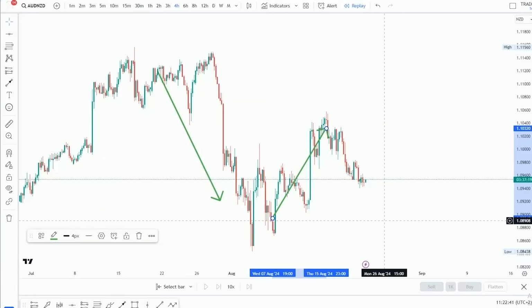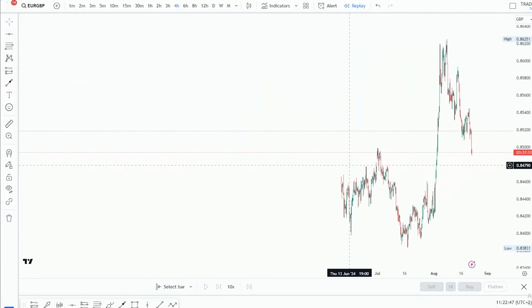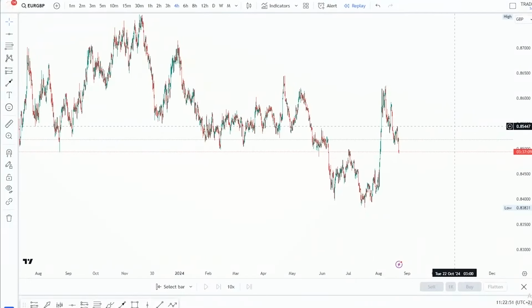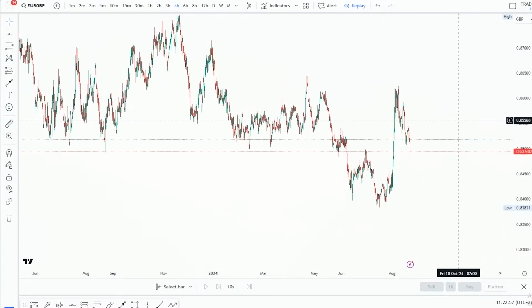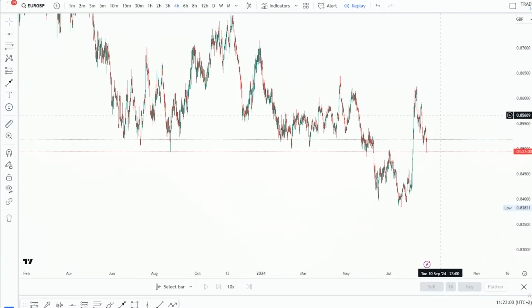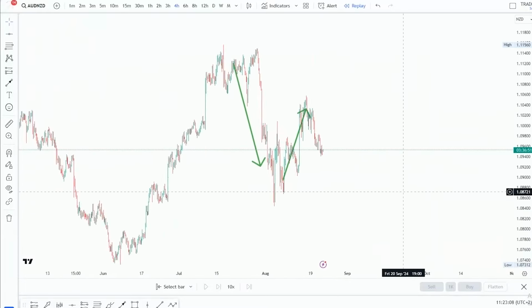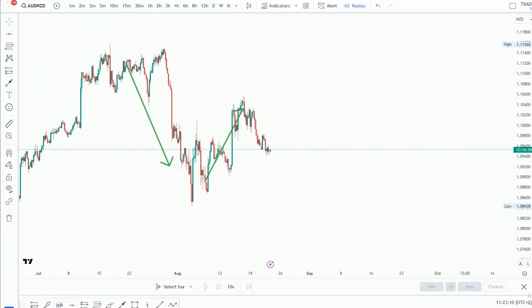Okay, guys. All right. So now, what is the right way to approach this kind of market structure? So now, in order for you to be almost guaranteed that what you are doing is safe, you have to trade a trend within a trend. Meaning now that you have to trade a bearish trend within a bearish trend. Because you can clearly see here that we had ourselves a bullish trend within a bearish trend, right?